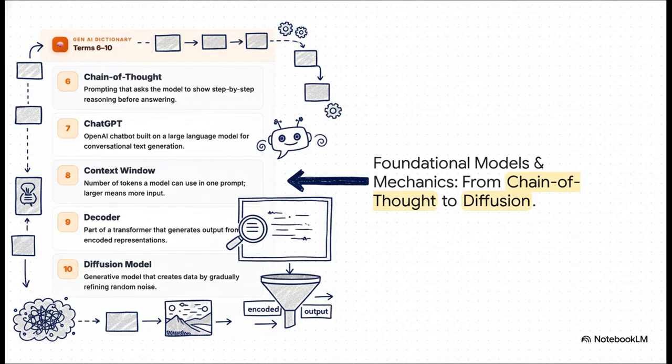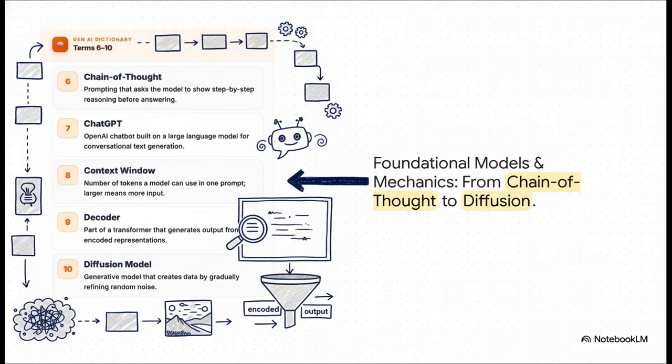First up is chain of thought prompting. This is where you ask the model to literally show its work, to explain its reasoning step by step. So if you ask an AI to solve a tough math problem, seeing its process makes the answer way more transparent and trustworthy. Then, of course, there's ChatGPT, OpenAI's chatbot that everyone knows. You probably use it to draft emails or brainstorm ideas.